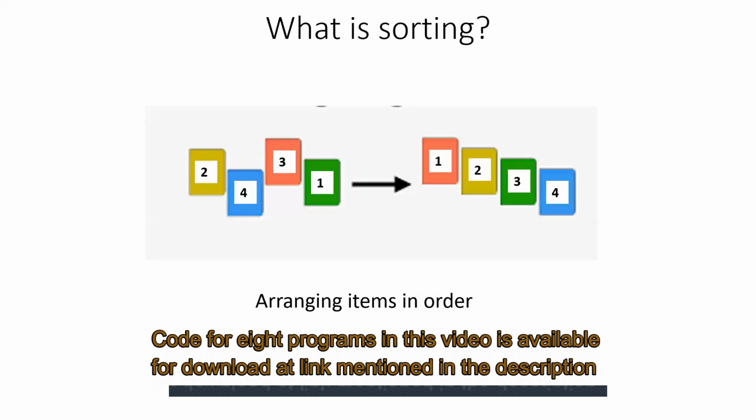So what is sorting? Sorting is arranging your items in a particular order. Here we have some random items: 2, 4, 3, 1. When I arrange them in a particular order, this would be ascending order. I would arrange them as 1, 2, 3, 4.